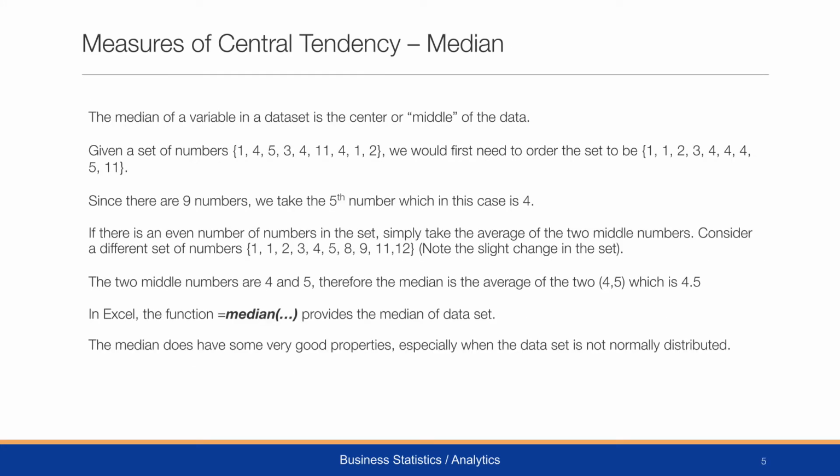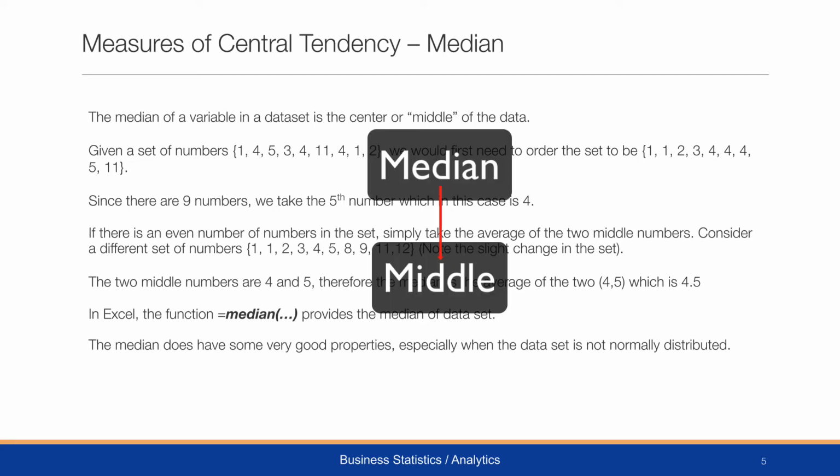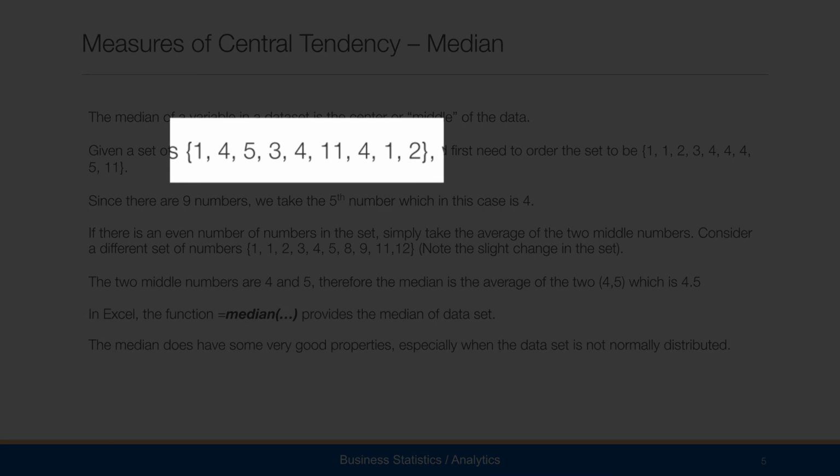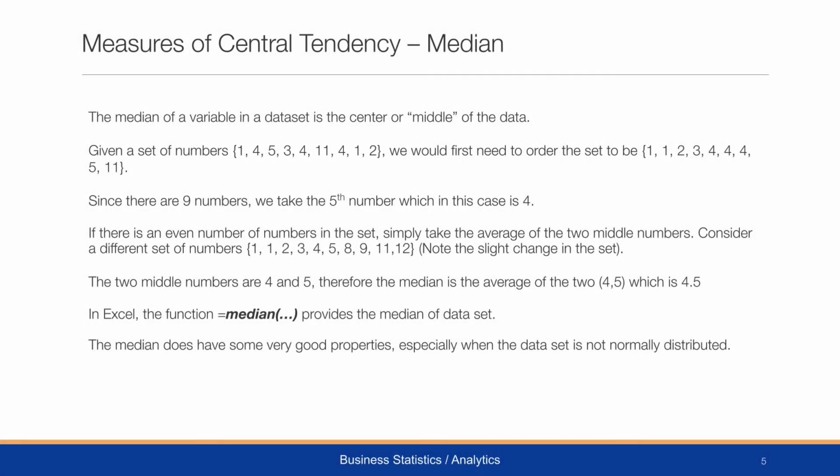Now, the median of a variable in a data set is the center or middle. So median, you can think of a middle, use the same kind of alliteration there. Given a set of numbers, 1, 4, 5, 3, 4, 11, 4, 1, 2, the first thing to do is to order it. So we'll order that as 1, 1, 2, 3, 4, 4, 4, 5, 11. Since there are 9 numbers, the number in the middle is the 5th number, which in this case is the number 4. If there is an even number of numbers, simply take the average of the 2 middle numbers.